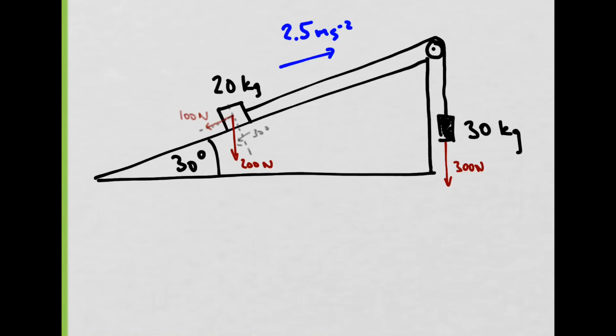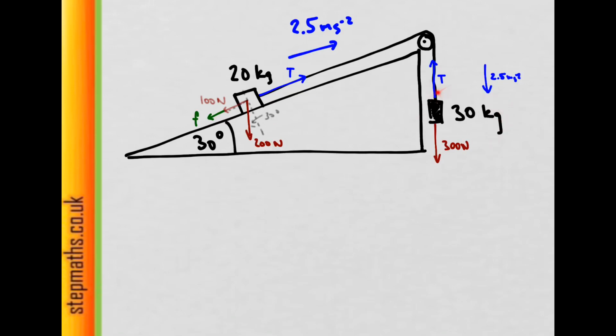Acting in the same direction is, of course, also our force of friction, which we are supposed to find. And in the opposite direction, a tension in the rope T, the same as here and everywhere along the rope. Given all this information, can you find the tension T?